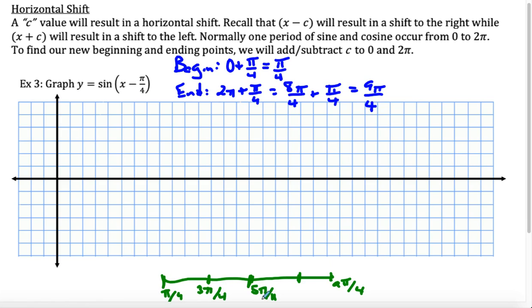And then finally, 5 pi over 4 plus 9 pi over 4, that would be 14 pi over 4, divided by 2 would be 14 pi over 8. Reduce that. This would be 7 pi over 4. So those are my 5 key values on the x.